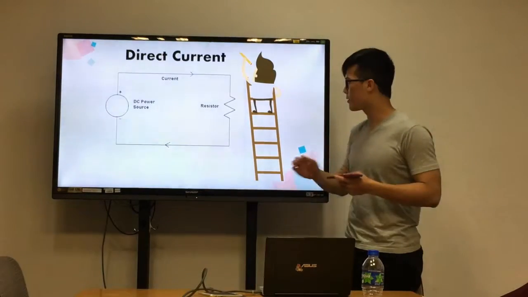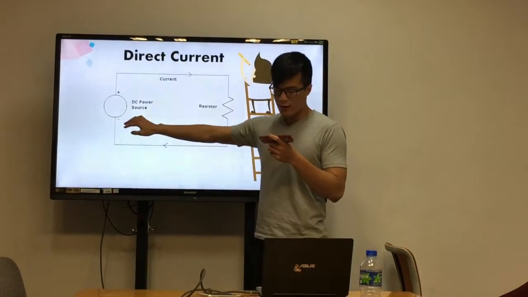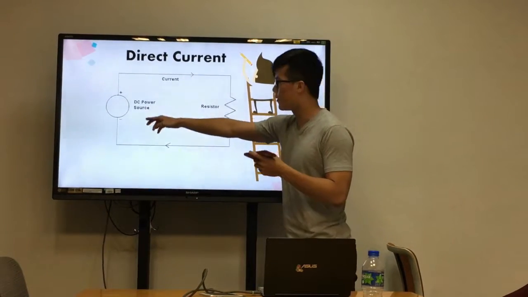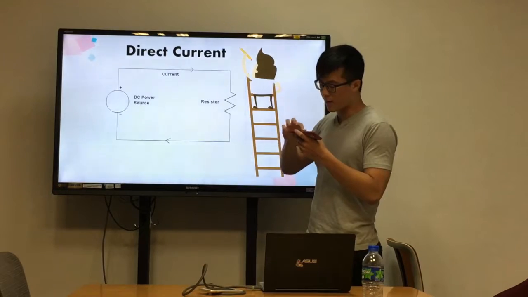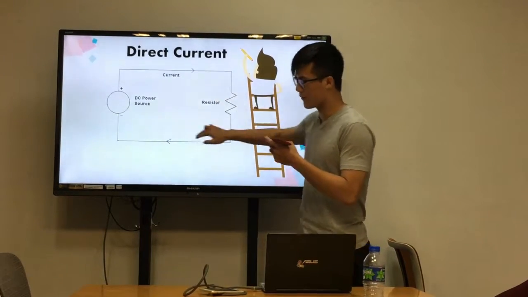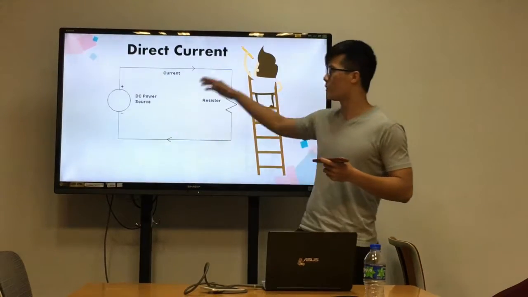If we take a look down here at the bottom, we have our battery in our circuits, and the battery emits electric flow that keeps going through the one way. They're just circling through this one path, and that's all they do. So that's so-called direct current.